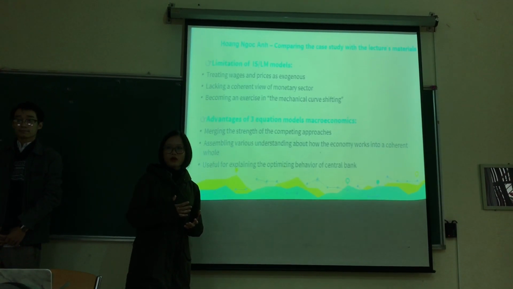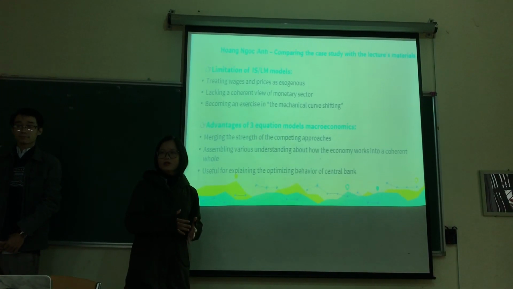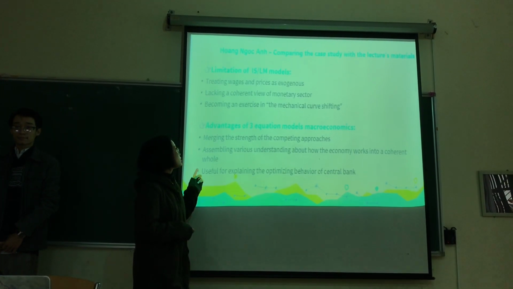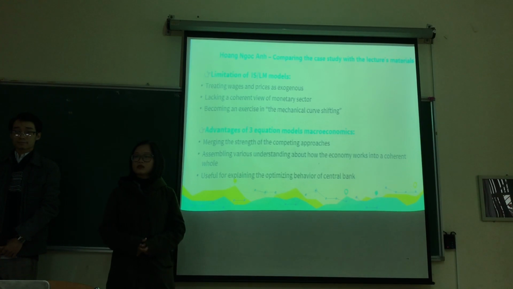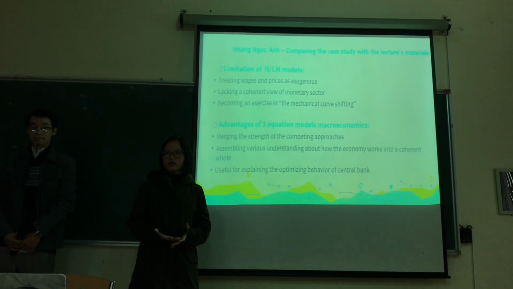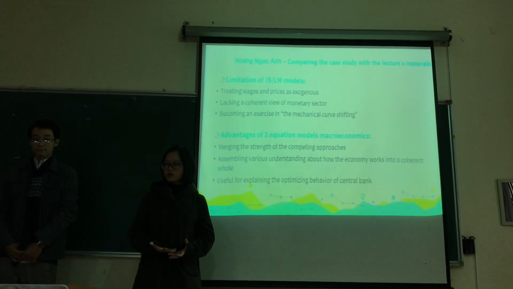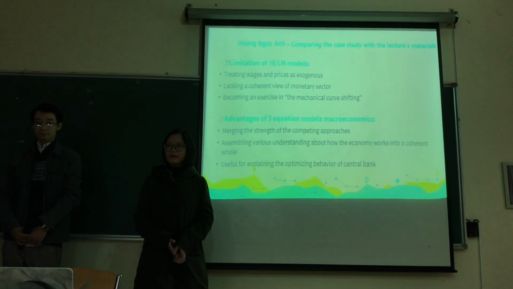And the economic process moves from this equilibrium to the others. That's why it becomes an exercise of mechanical curve systems. That's why the New Keynesian approach has three equations, which makes it easy for people to understand how the economy works in the current mode and the policy maker's actions.